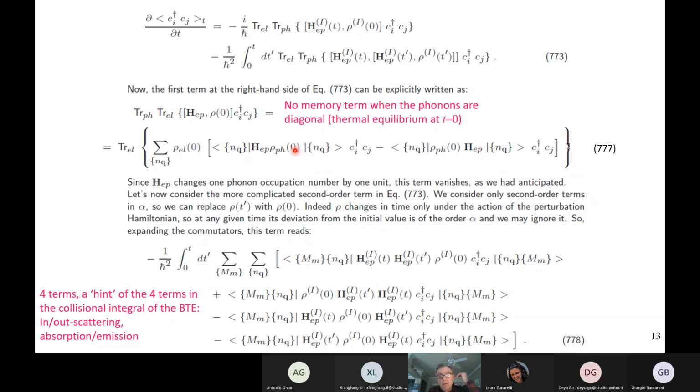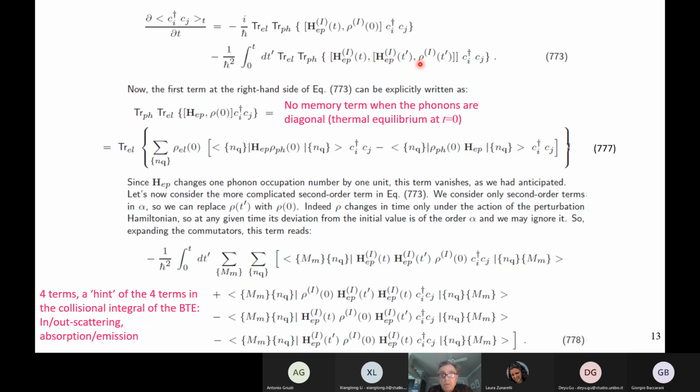Both of these terms vanish because we have a dot product between, say, consider the term in which we have a B dagger here. We have one extra phonon in momentum Q, if we have a B dagger Q, in this state compared to the final state. And so this is the dot product of two eigenstates of the phonon Hamiltonian corresponding to two different eigenvalues. Therefore, their dot product is zero. They're orthogonal. So the memory term disappears, assuming that the phonons are in thermal equilibrium at the initial time and decouple from the electrons. So we're left with this term, and this term actually contains four terms.